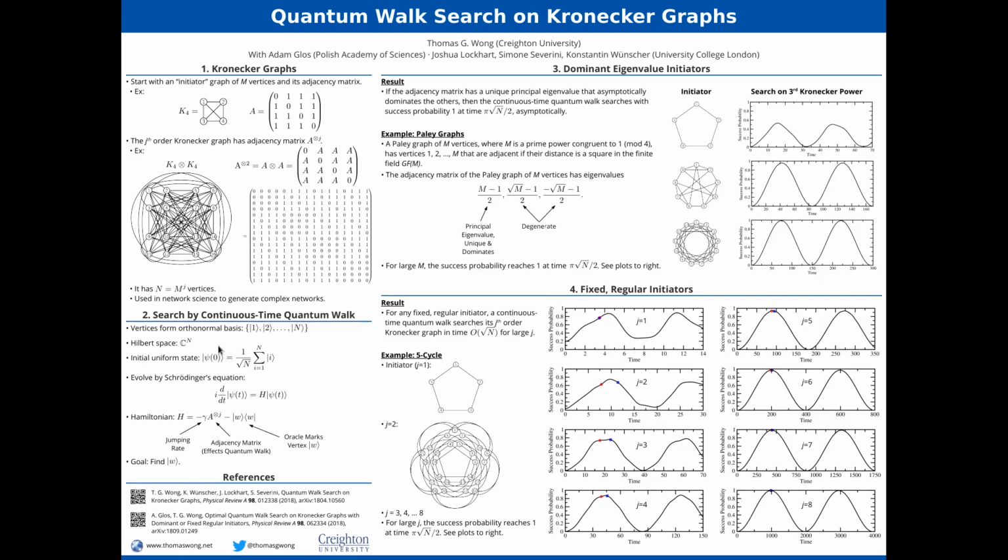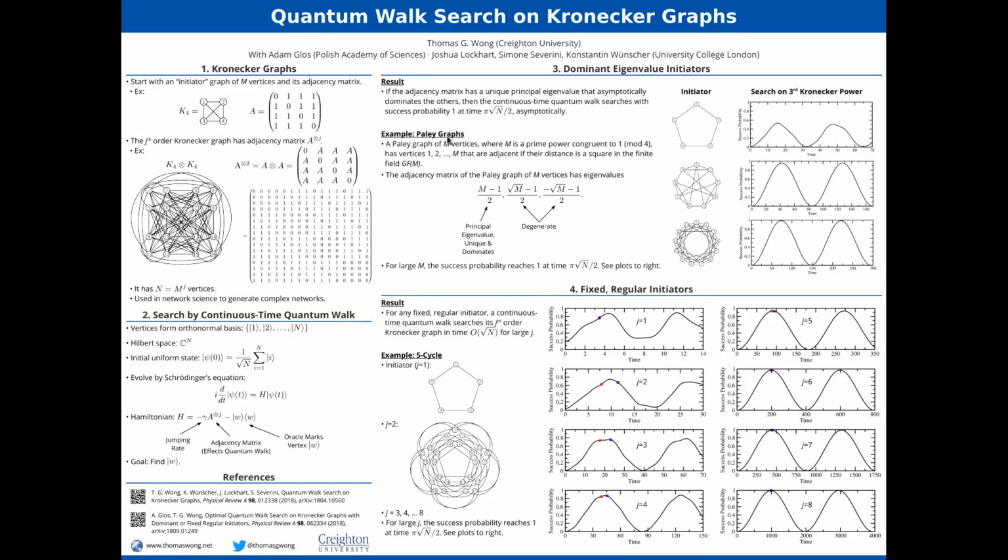Okay, so this is a very standard algorithm that's applied to a bunch of graphs, and we're looking specifically in this work at Kronecker graphs. So there's two main results that we were able to prove analytically, and you can look in our papers for those proofs, but I'm just going to explain what the results are. So the first result is if you have a family of graphs that has a dominant principal eigenvalue.